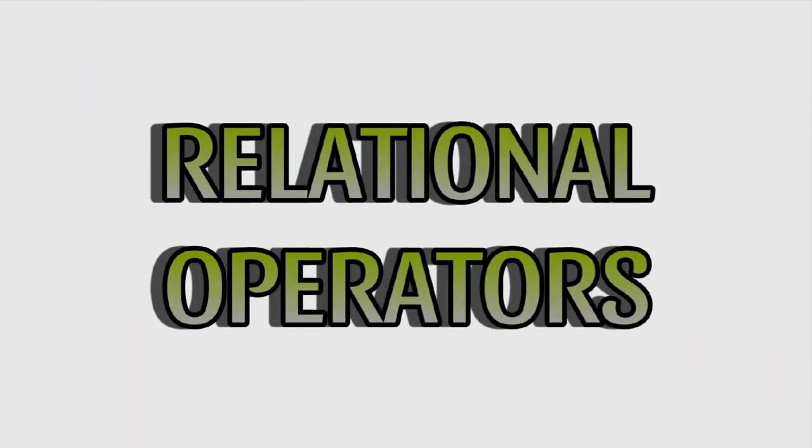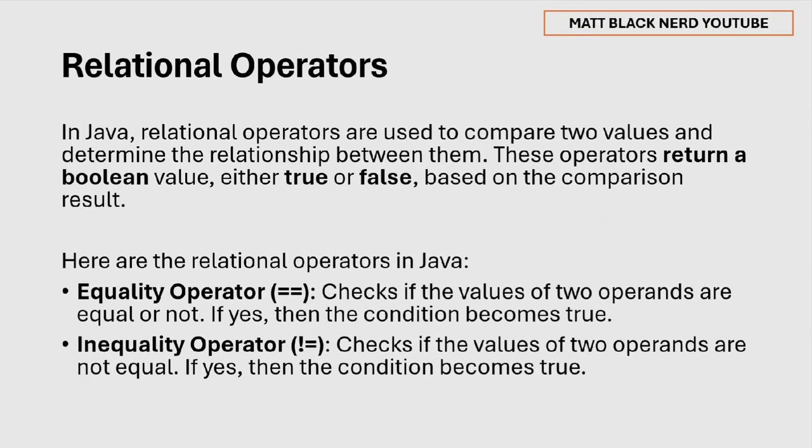What are relational operators? In Java, relational operators are used to compare two values and determine the relationship between them. These operators return a Boolean value, either true or false, based on the comparison result. Here are the relational operators in Java.